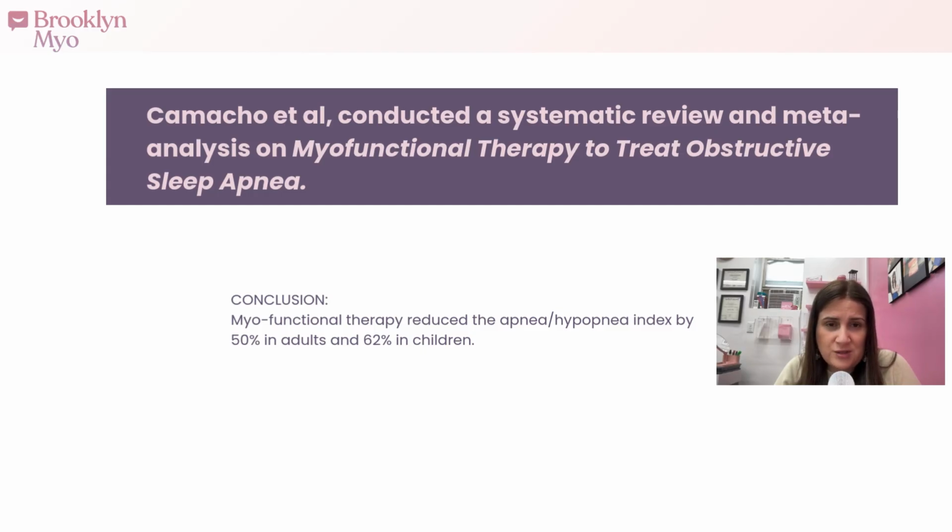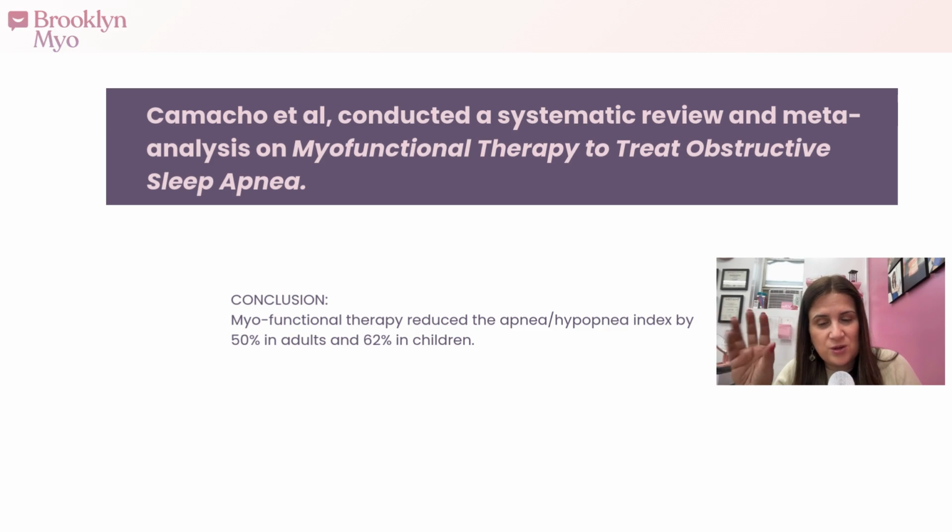It's called the AHI, apnea-hypopnea index, and it measures how many apneas versus how many hypopneas there are. Hypopnea is a reduction in oxygen in sleep, and apnea is cessation of breathing. And you get a ratio, an index, that tells us the presence and or severity of sleep apnea. And this study actually showed that there is a reduction in the AHI using myofunctional therapy.